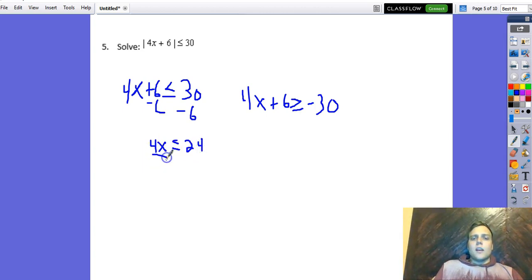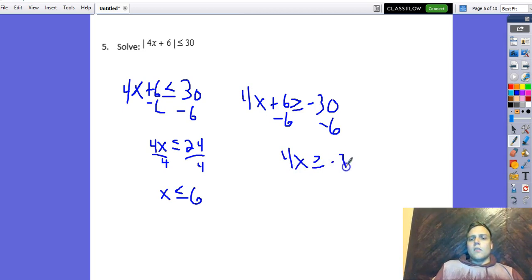Now I'm going to divide both sides by 4. And I get that x must be less than or equal to 6. When I come over here, I'm going to start off doing the same thing. Subtract 6. So I get 4x is greater than or equal to negative 36. Divide by 4. And I get that x is greater than or equal to 9. And there you go. There's your two answers.